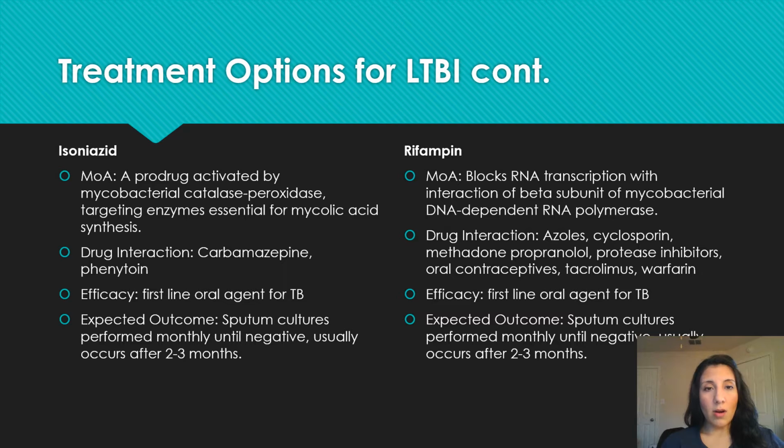Rifampin blocks RNA transcription by interacting with the beta subunit of the mycobacterial DNA-dependent RNA polymerase. Drug interactions for this antibiotic include azoles, cyclosporin, methadone, propranolol, protease inhibitors, oral contraceptives, tacrolimus, and warfarin. This antibiotic is also a first-line drug of choice for TB infections. Likewise, it also requires monthly sputum cultures until negative, and this typically is seen 2 to 3 months after treatment as well.